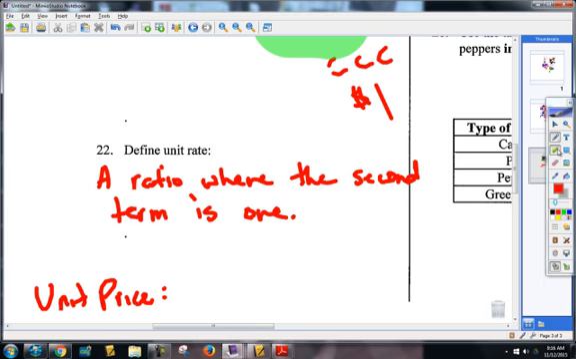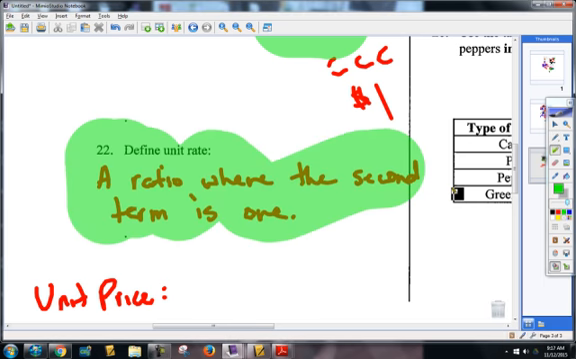But I'm telling you guys, it's obviously going to be on the summative. It always is with these definitions. I give you the answer. All you have to do is go home and practice. It is a ratio where the second term is 1, or you're trying to figure out something per one of something else. That is a good definition as well.